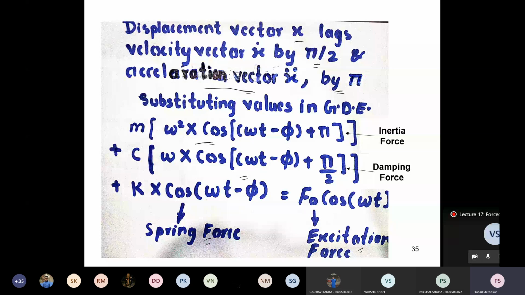So LHS is equal to RHS, and then we constructed the vector diagram. First we constructed the vector diagram for displacement, velocity, and acceleration, and we also plotted this excitation force.